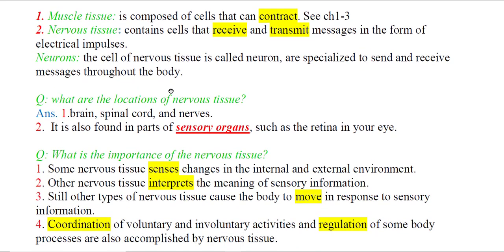What is the meaning of nervous tissue? Nervous tissue contains cells. So this point is similar to muscular tissue, composed of cells. But these cells can receive and transmit messages in the form of electrical impulses. So every nervous tissue consists of cells. This cell is called a neuron. The neuron can receive and transmit messages in the form of electrical impulses.